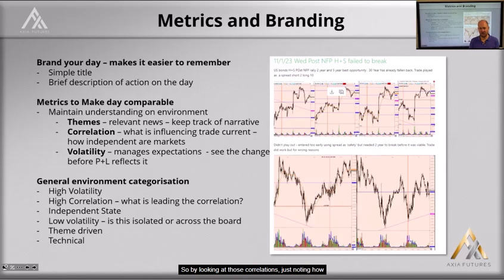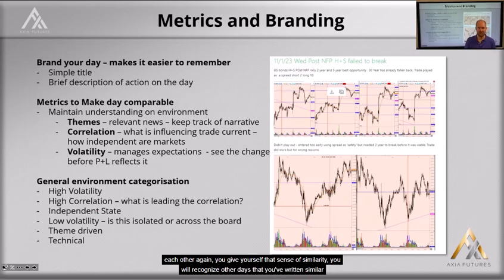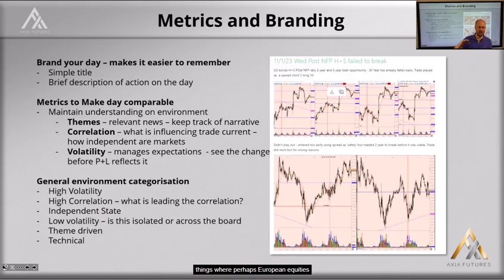So by looking at those correlations, just noting how different things have interacted with each other, again, you give yourself that sense of similarity. You will recognize other days that you've written similar things, where perhaps European equities and US equities do not correlate. One goes down, one goes up. Or European equities fall and the S&P won't drop. Things like that. And you'll be able to think, okay, well, how do I trade these situations in future? So you're giving yourself markers, really. You're giving yourself reference points.